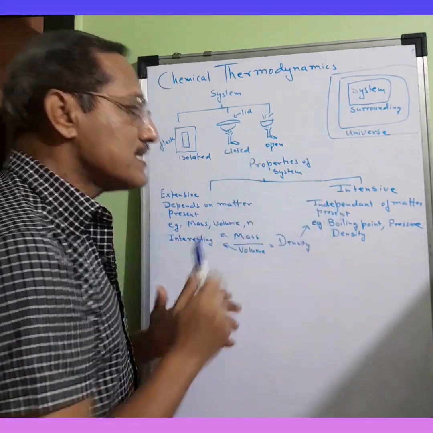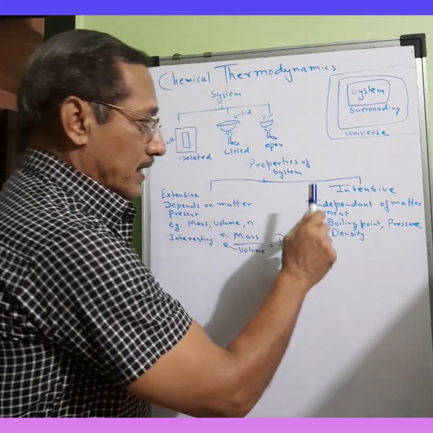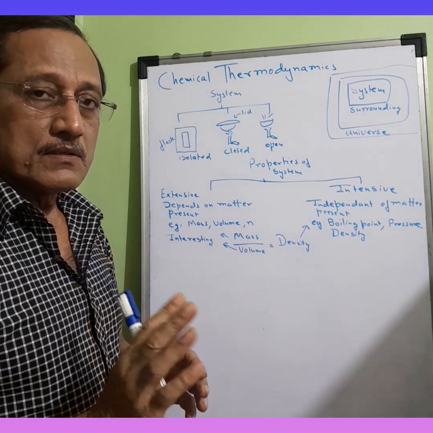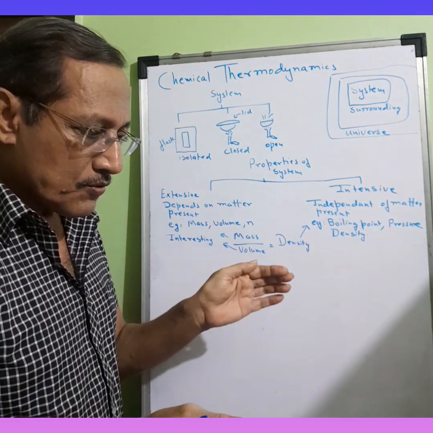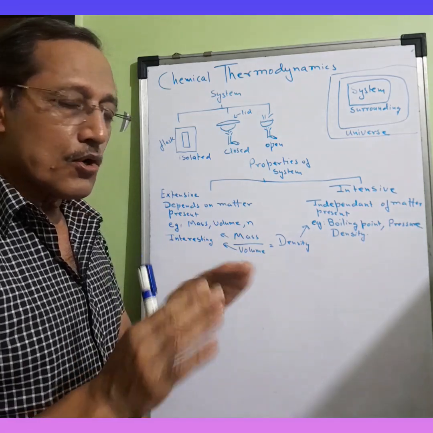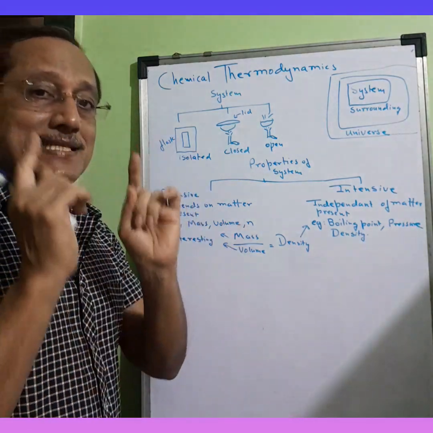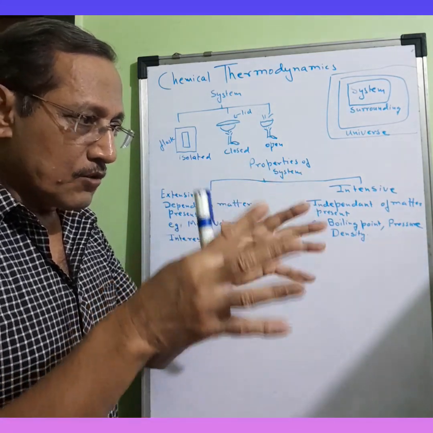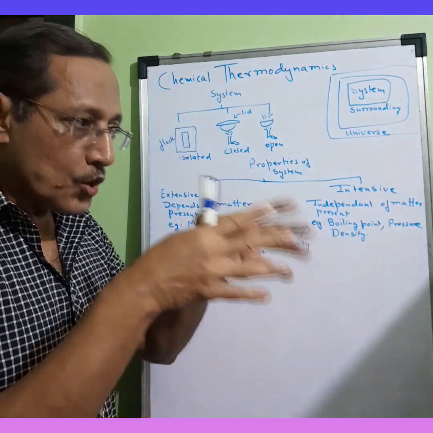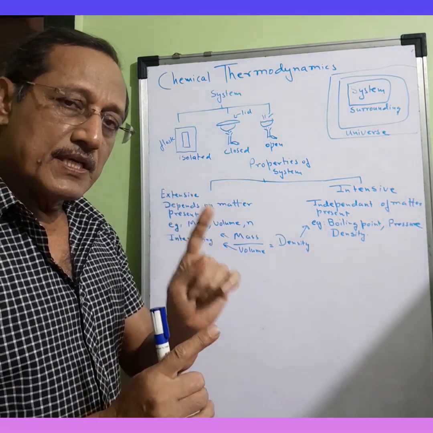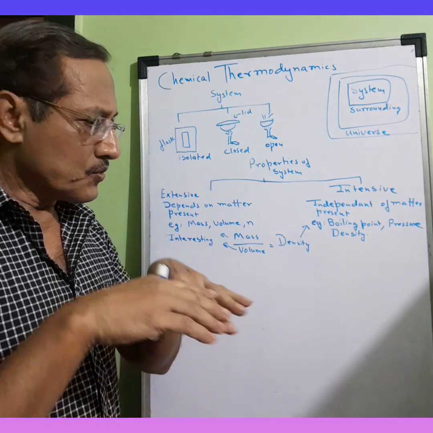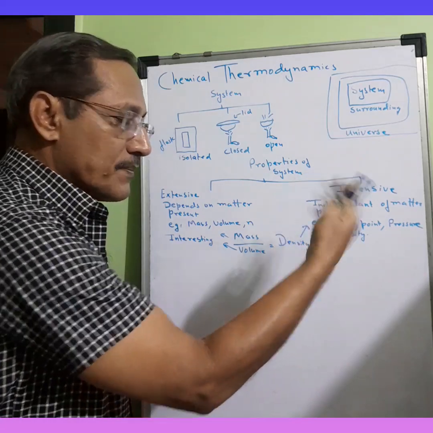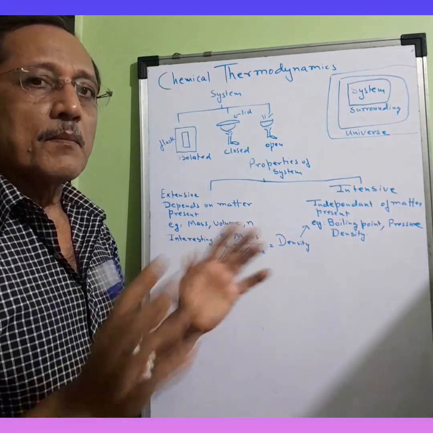Whereas intensive property is independent of matter present. Like when we boil water, whether you take this much quantity of water or that much, it's all going to boil at 100 degrees Celsius only. Cool it, whatever be the quantity of water, at 0 degrees Celsius only it would be forming ice. So it is independent of matter present. Similarly, density, pressure and all those things are independent of matter present.